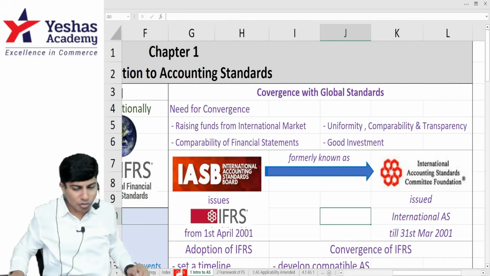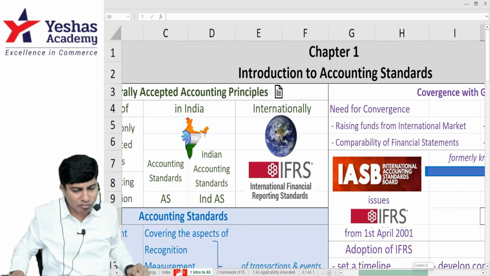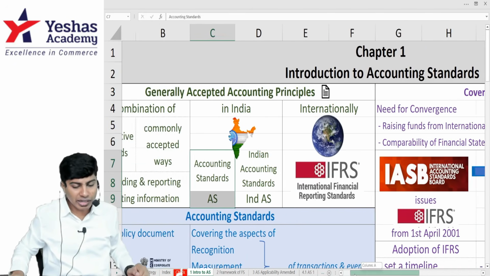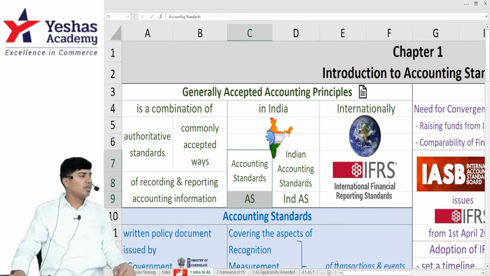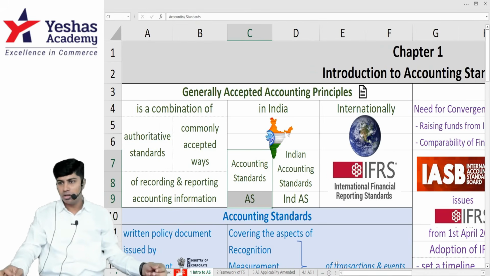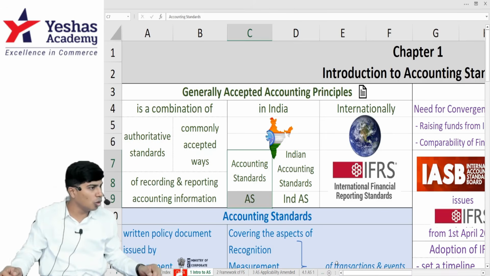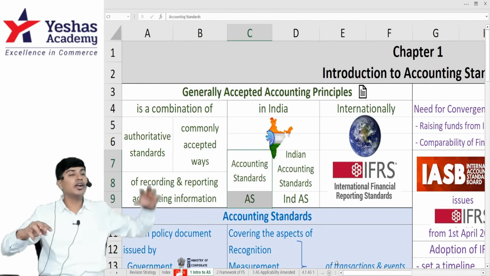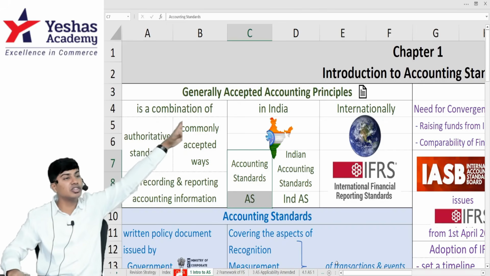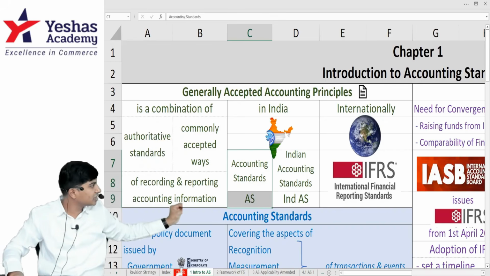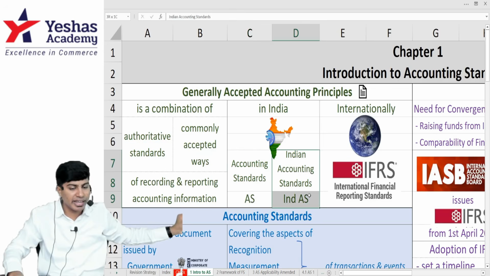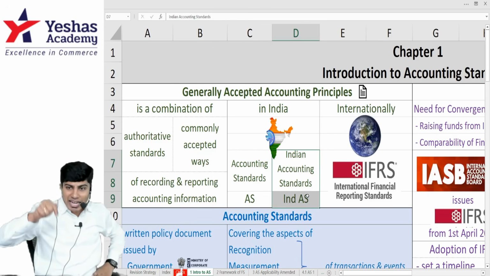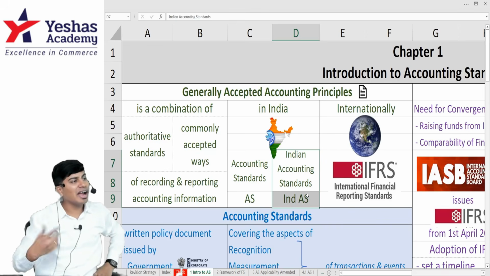Ind AS. So before Ind AS came, in India, what were we following? Accounting standards. But as we go global, when we open branches across the world, when we have subsidiaries across the globe, we need to follow the standards which are globally followed. So we adopted the global accounting standards of IFRS in the Indian version, and that's nothing but Ind AS. Everybody understood Ind AS? Ind AS is the Indian version of IFRS.